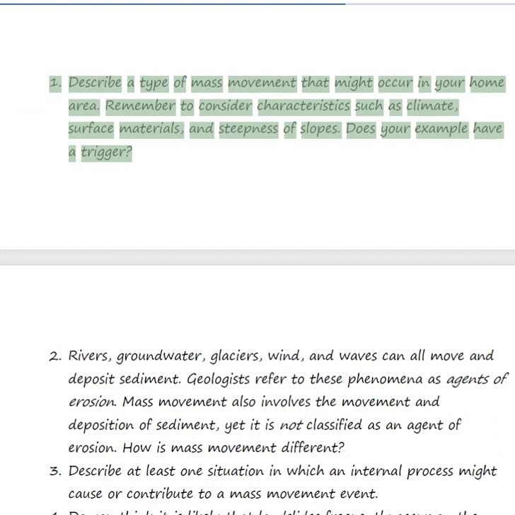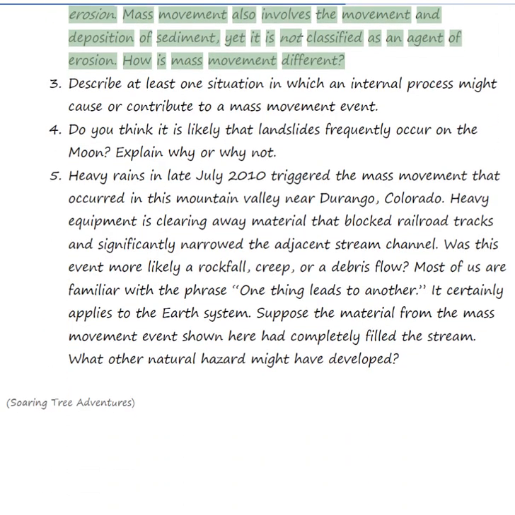1. Describe a type of mass movement that might occur in your home area. Remember to consider characteristics such as climate, surface materials, and steepness of slopes. Does your example have a trigger? 2. Rivers, groundwater, glaciers, wind, and waves can all move and deposit sediment. Geologists refer to these phenomena as agents of erosion. Mass movement also involves the movement and deposition of sediment, yet it is not classified as an agent of erosion. How is mass movement different?